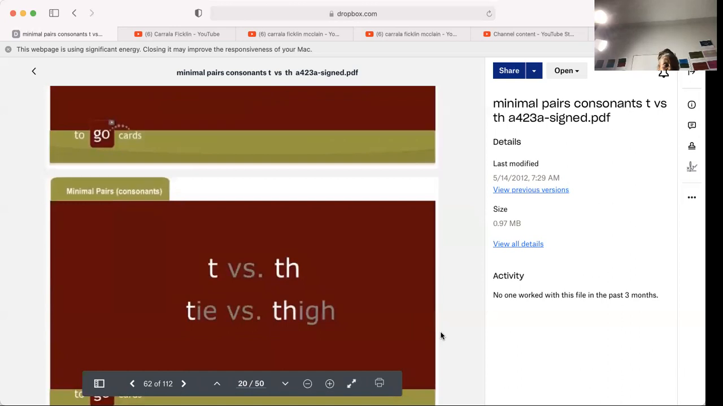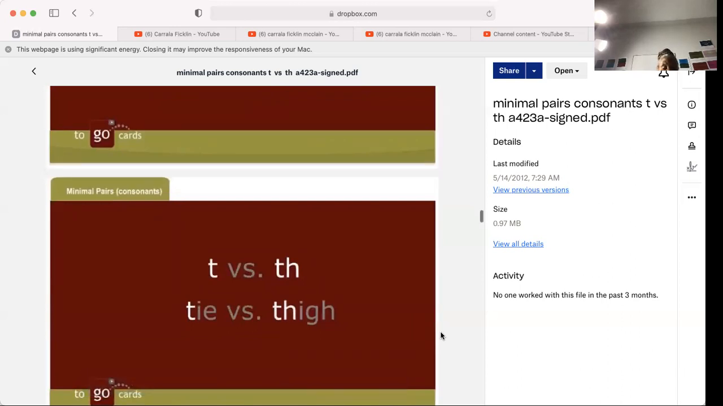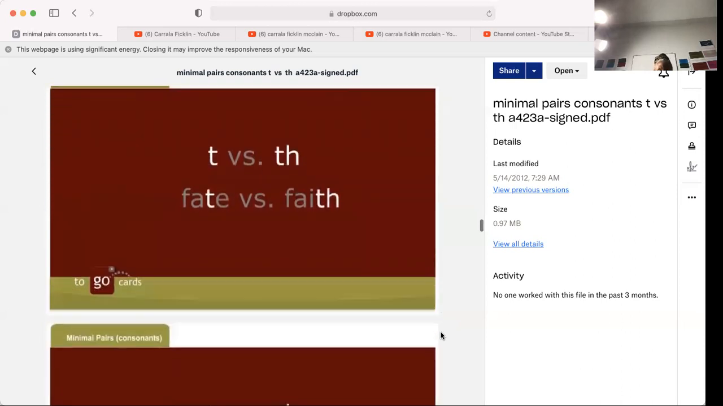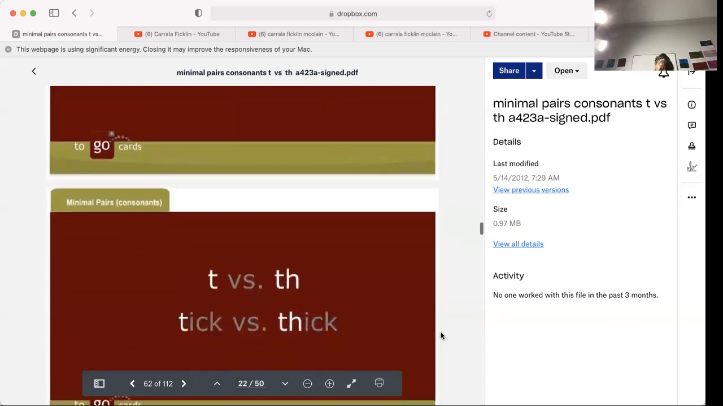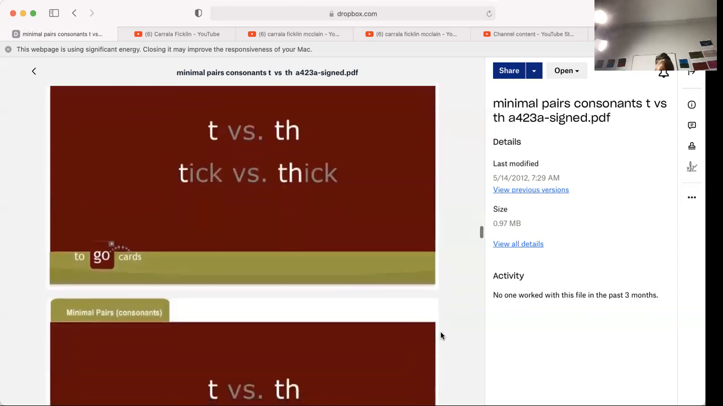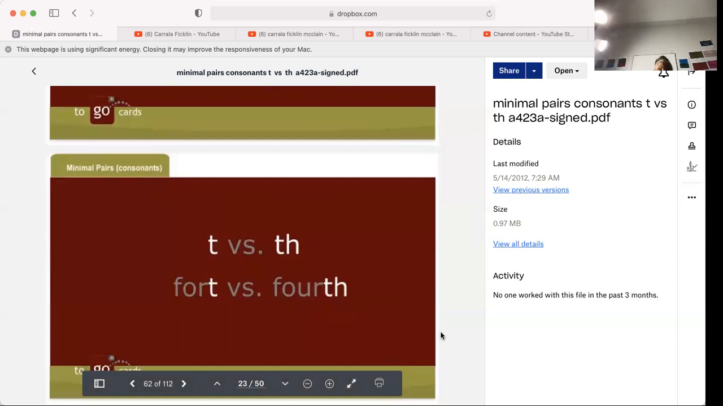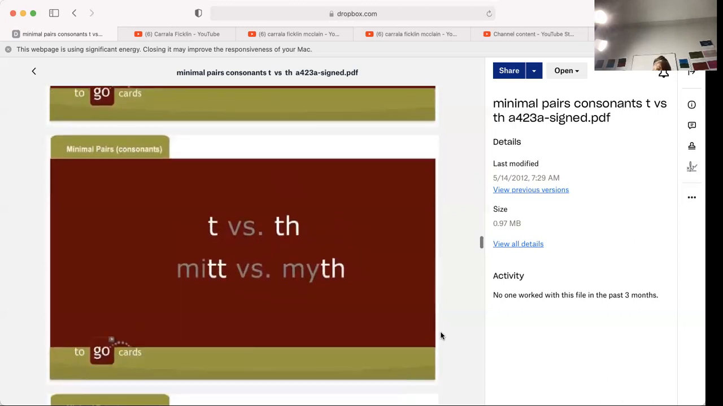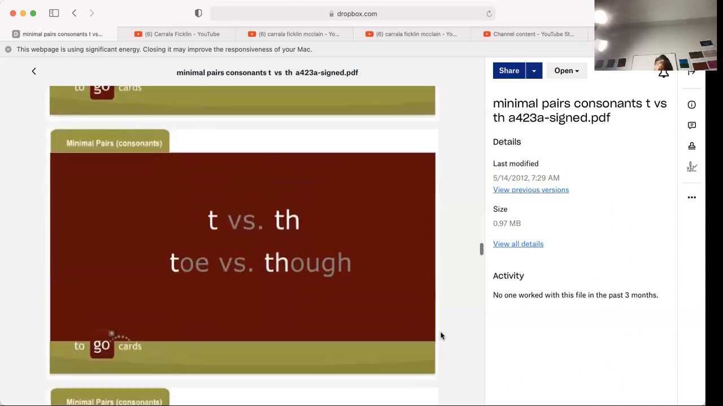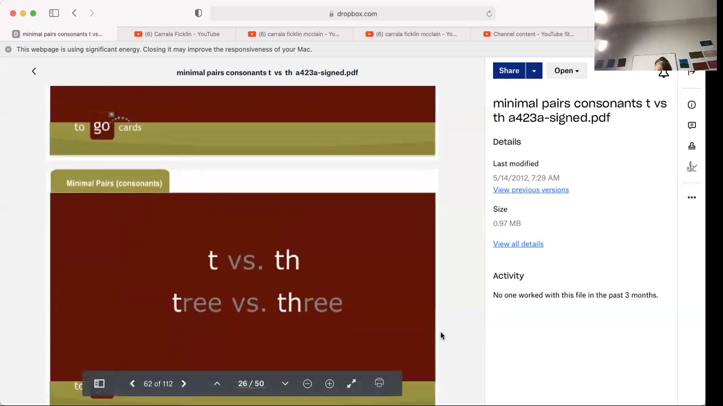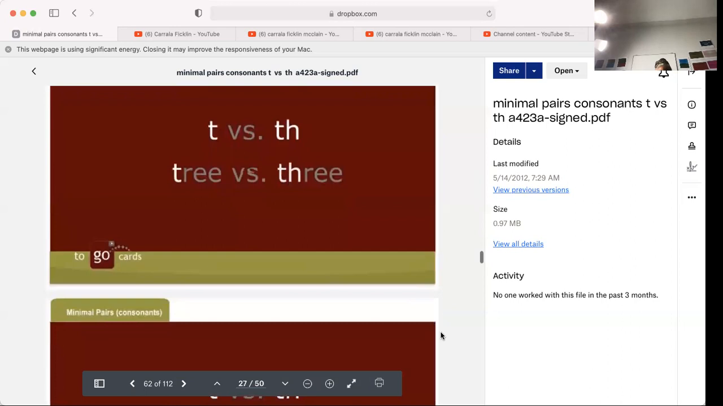Woo. Tie, thigh, fate, faith. Let me get out of the picture so you don't look at me at all and just look at these. These are hard to say one right after the other. Tick, thick, fort, fourth, knit, myth, toe, though, tree, three.